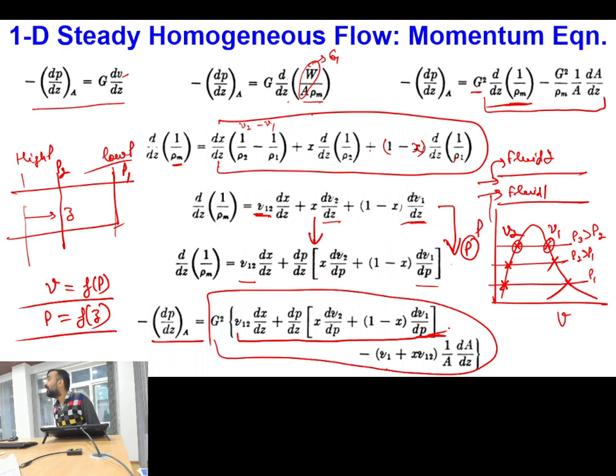Sorry? Vertical line, yes. Yes. Huh? Sorry? Why? Because this vertical line, na? Huh. So pressure is changing. Why?